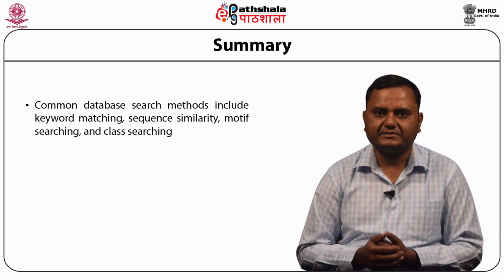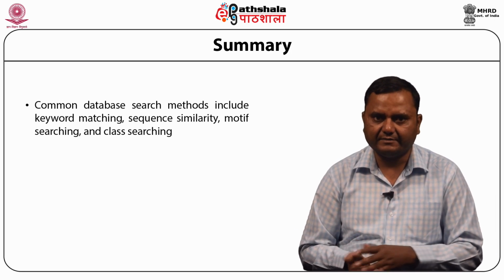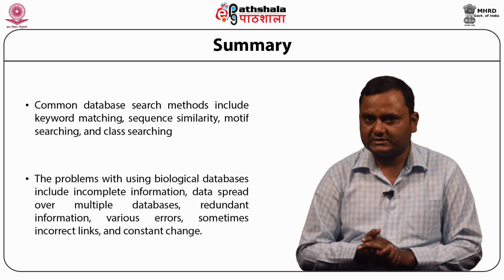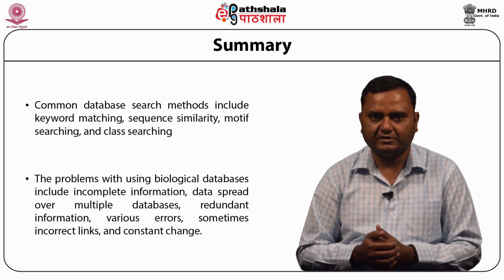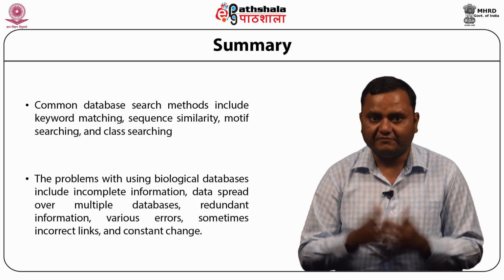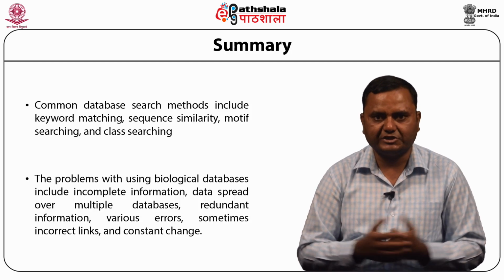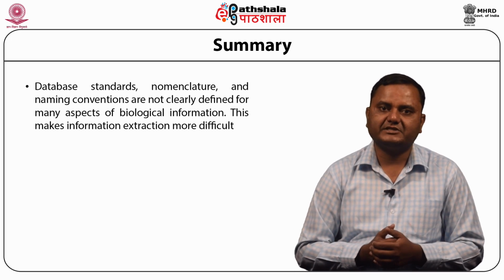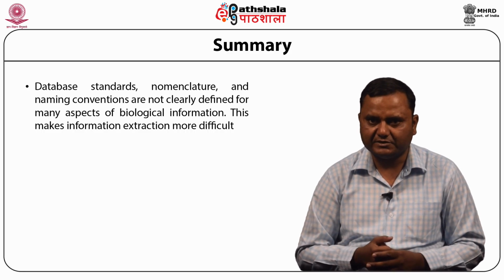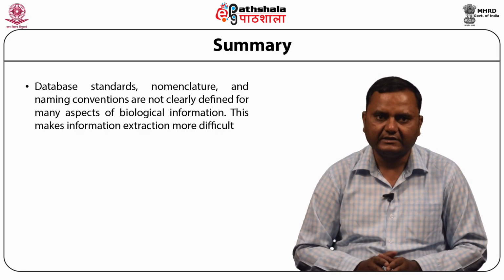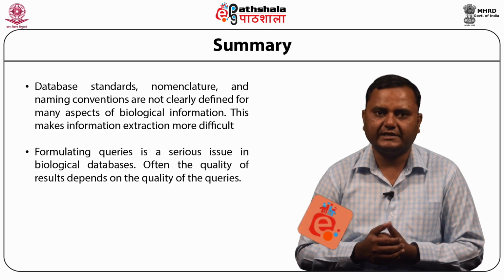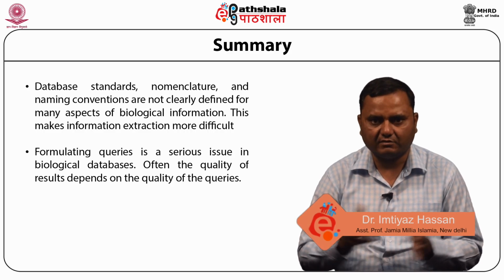Then the common database search methods include keyword matching, sequence similarity, motif searching, and class searching. The problems with using biological databases include incomplete information, data spread over multiple databases, redundant information, various errors, sometimes incorrect links, and constant changes. Database standards, nomenclature, and naming conventions are not clearly defined for many aspects of biological information. This makes information extraction more difficult, and formulating queries is a serious issue in biological databases. Often the quality of results depends on the quality of queries.